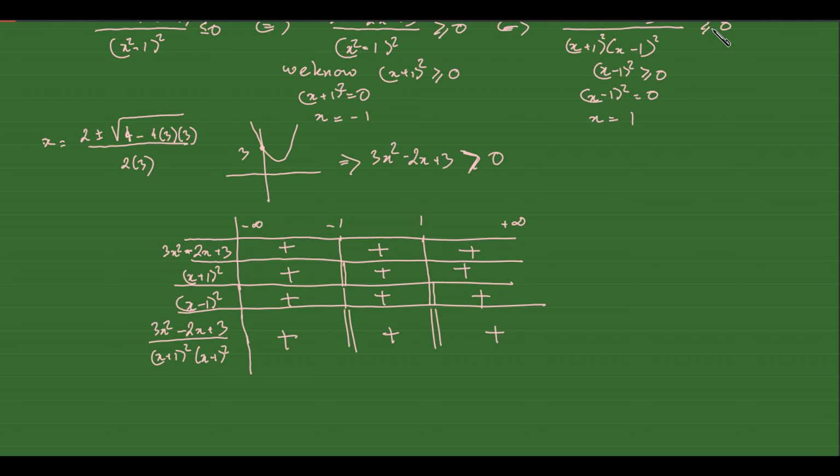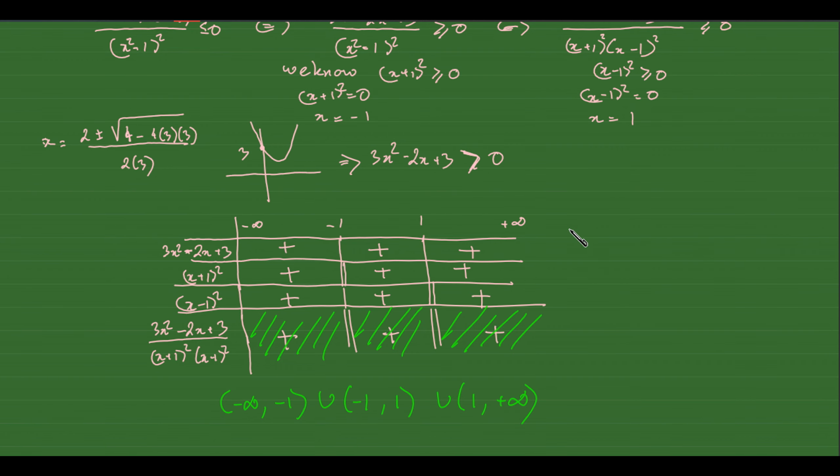So we want to take everything greater than 0. I mean, let me use a different color. It means that we take all the positive ones. So we're gonna take this. But at negative 1 we don't want it, it's not defined. So my final answer will be negative infinity to negative 1, union negative 1 to 1, union 1 to positive infinity. All right, so that's the final answer.